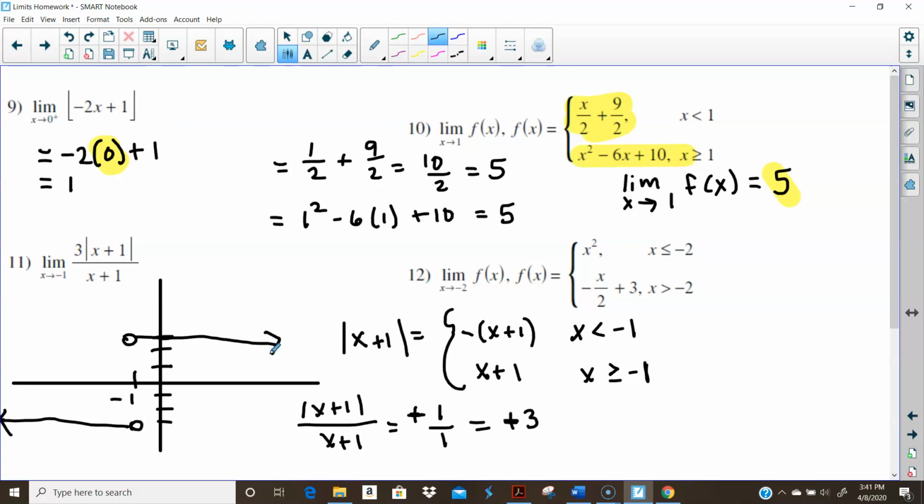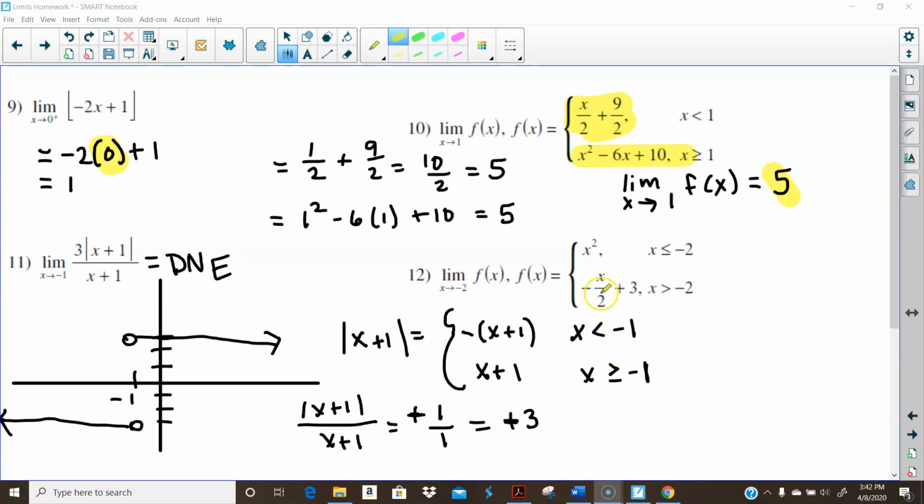Looking at the limit, notice that the limit at -1 from the left side is -3, and the limit at -1 from the right side is +3. And so in number 11, the actual limit does not exist.